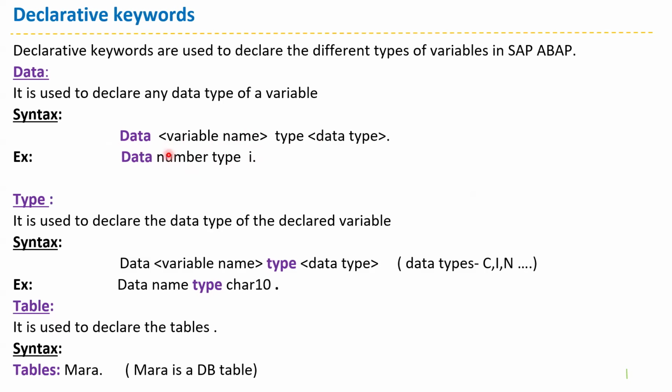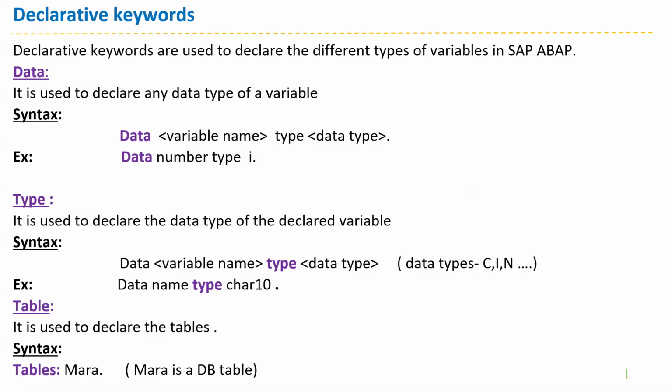So whenever we are declaring any variable, we use the data keyword, the type keyword, and a variable name, which can be any name you write, and then the data type. Based on the requirement, we can write the data type. Suppose if you want to display a date, we can write the date data type. Suppose if you want to display the time, we can write the time data type.